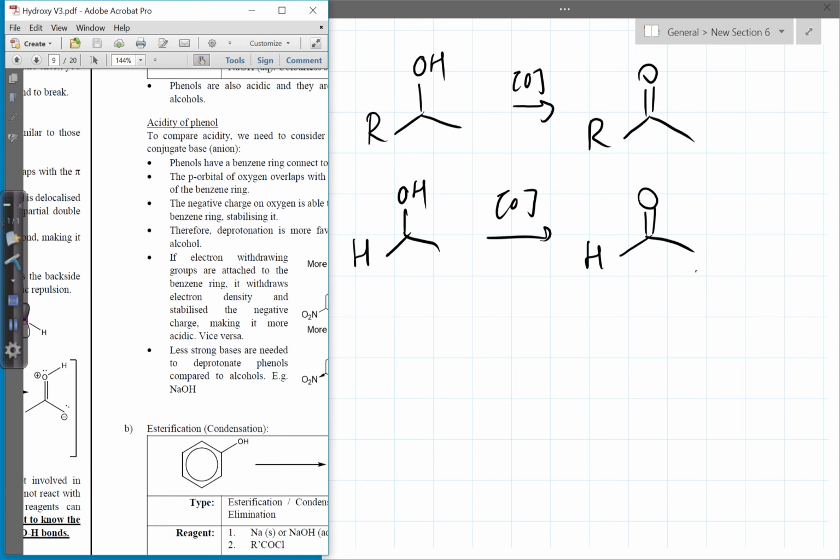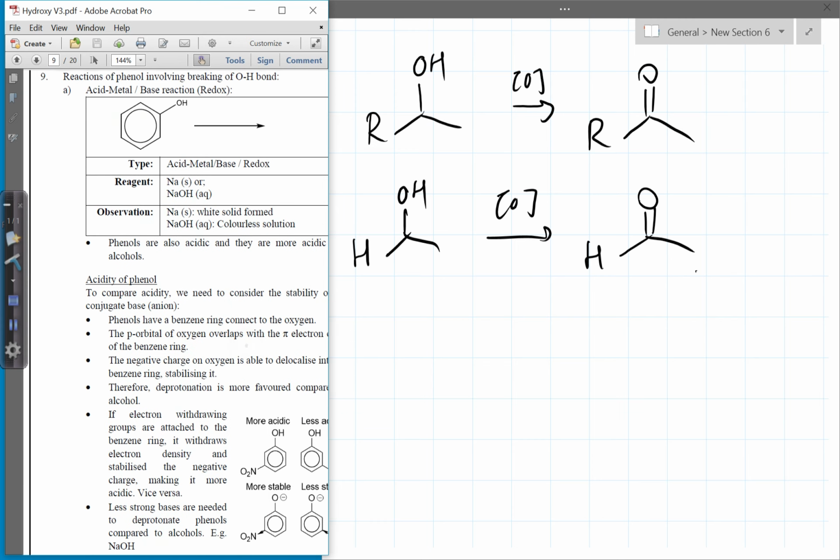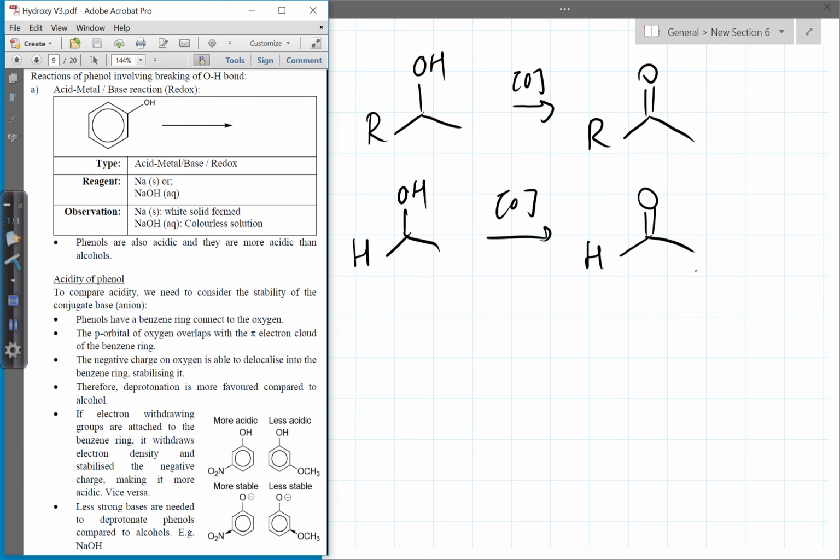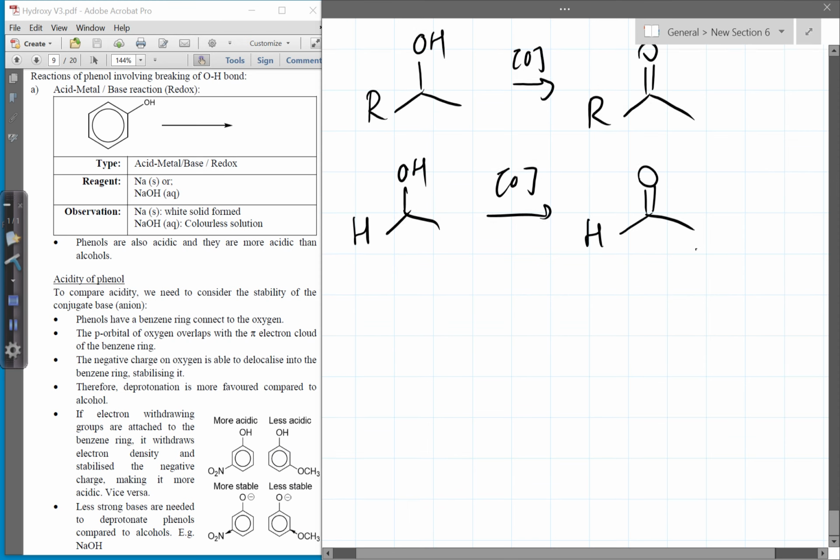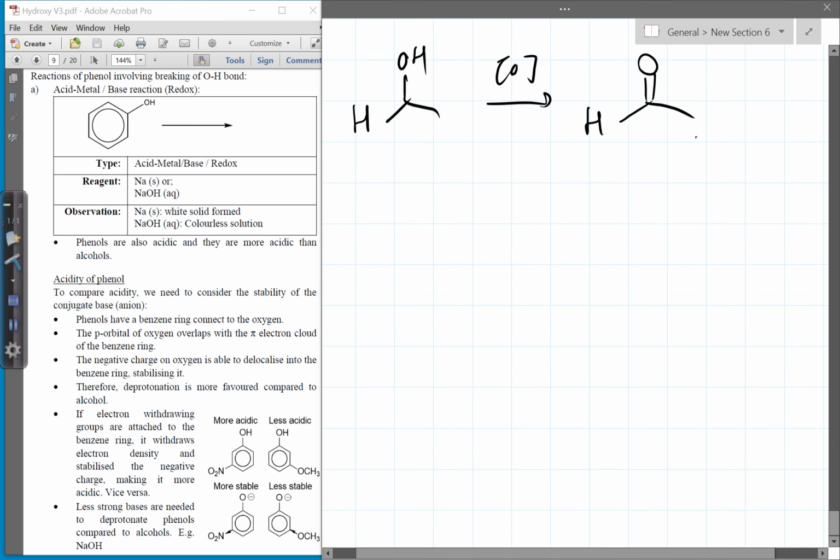Some reactions that they will undergo: first is acid-metal or acid-base. You can use either sodium or your NaOH. Take note that in this case you can use NaOH because phenols are more acidic. So you can go ahead and draw the product, which is just your ONa.